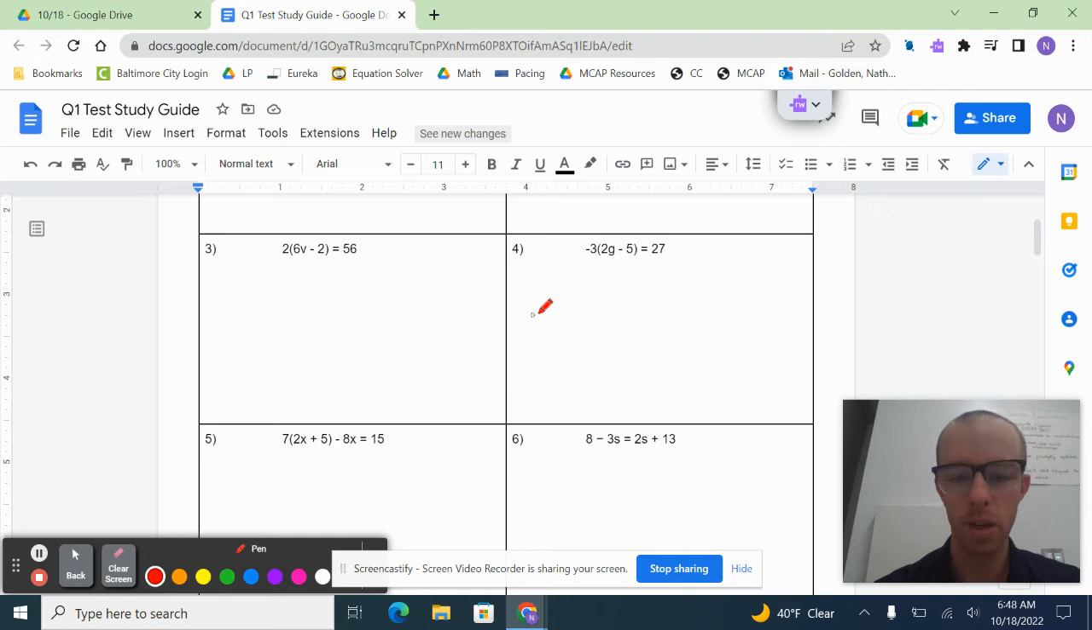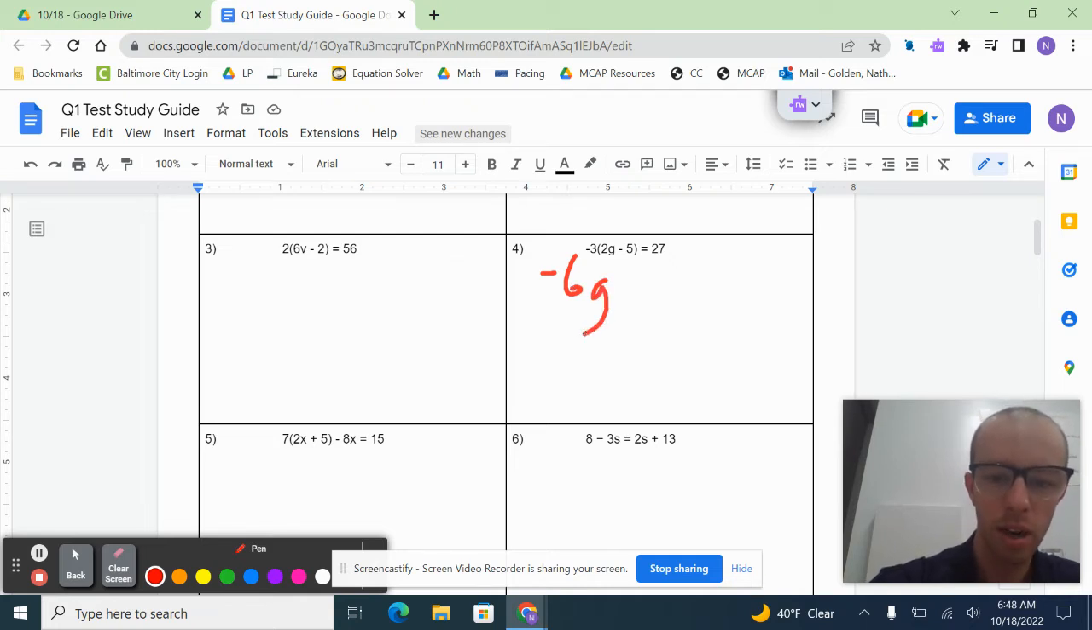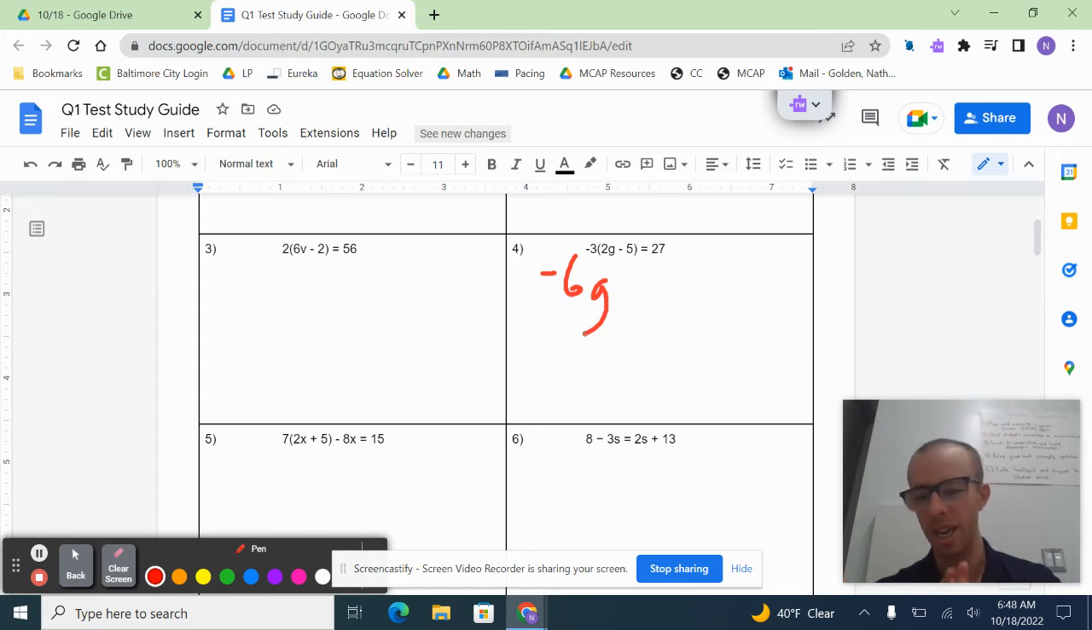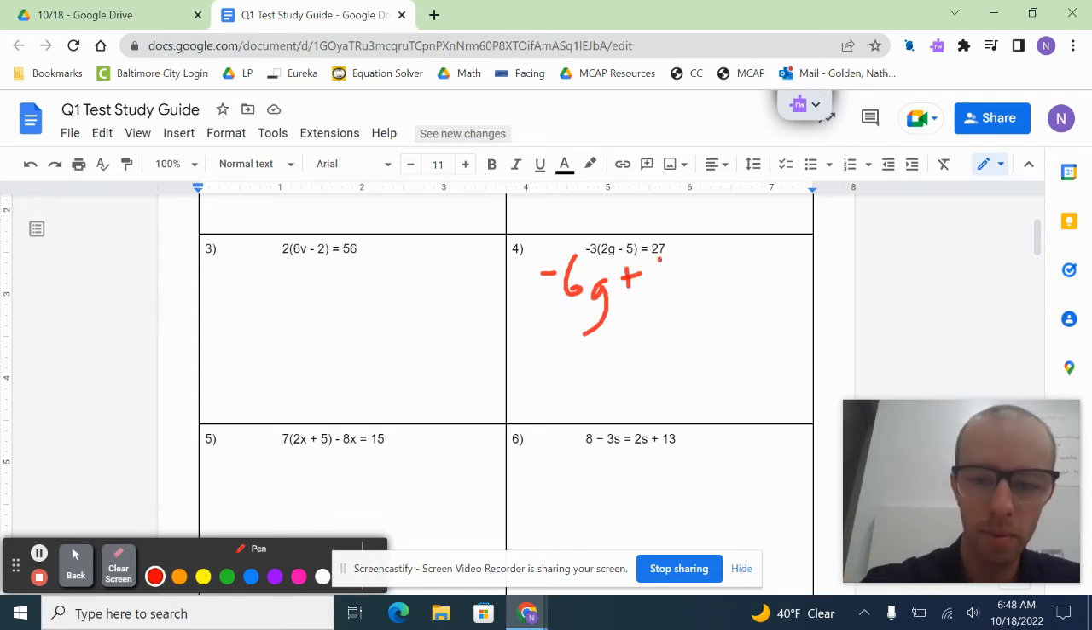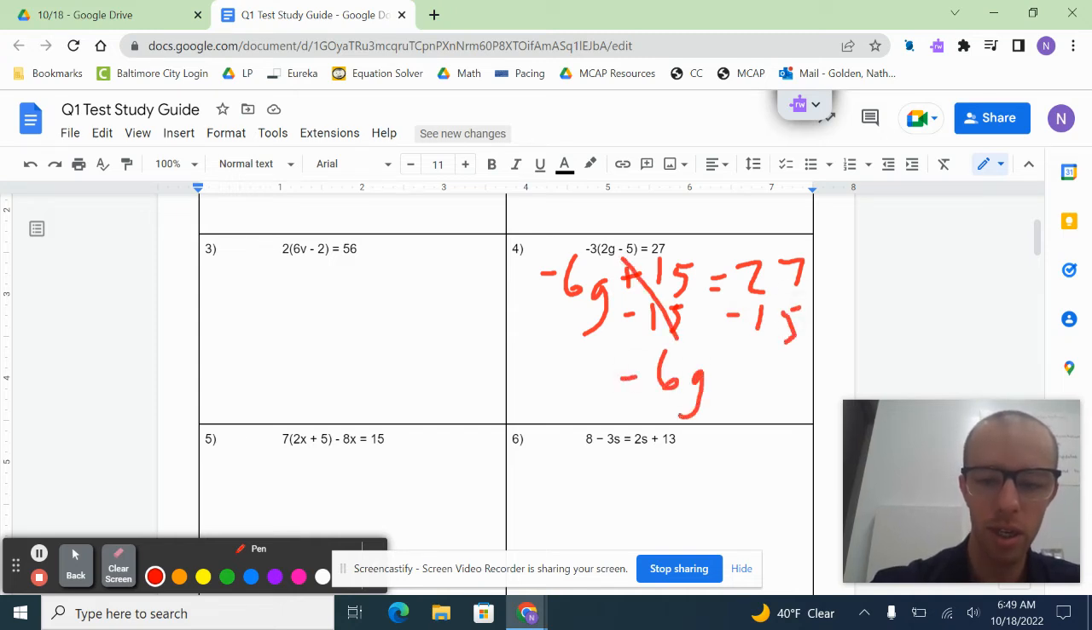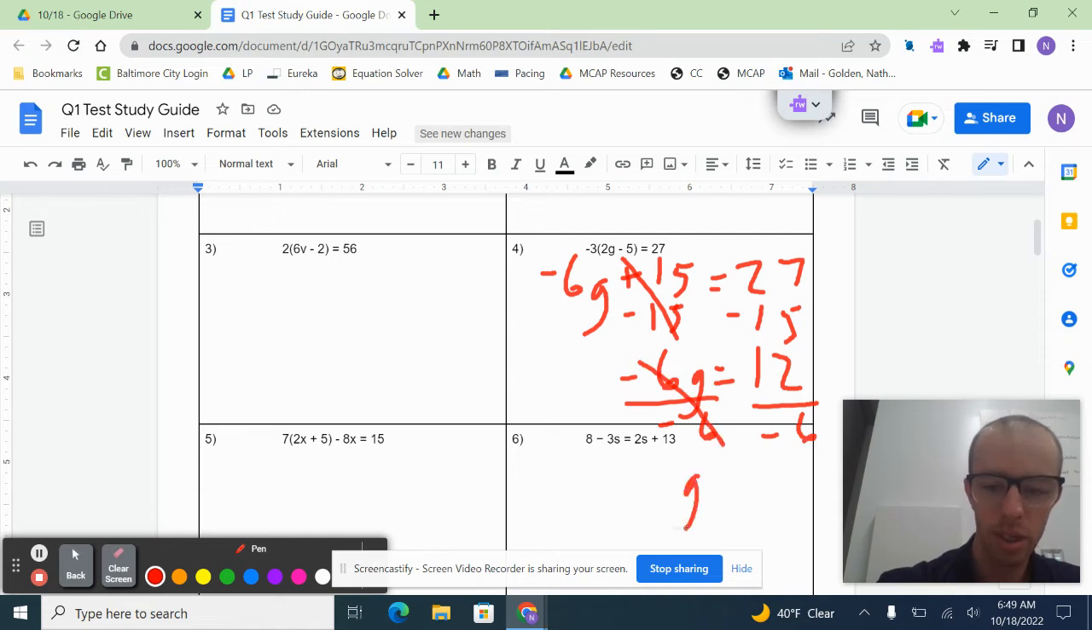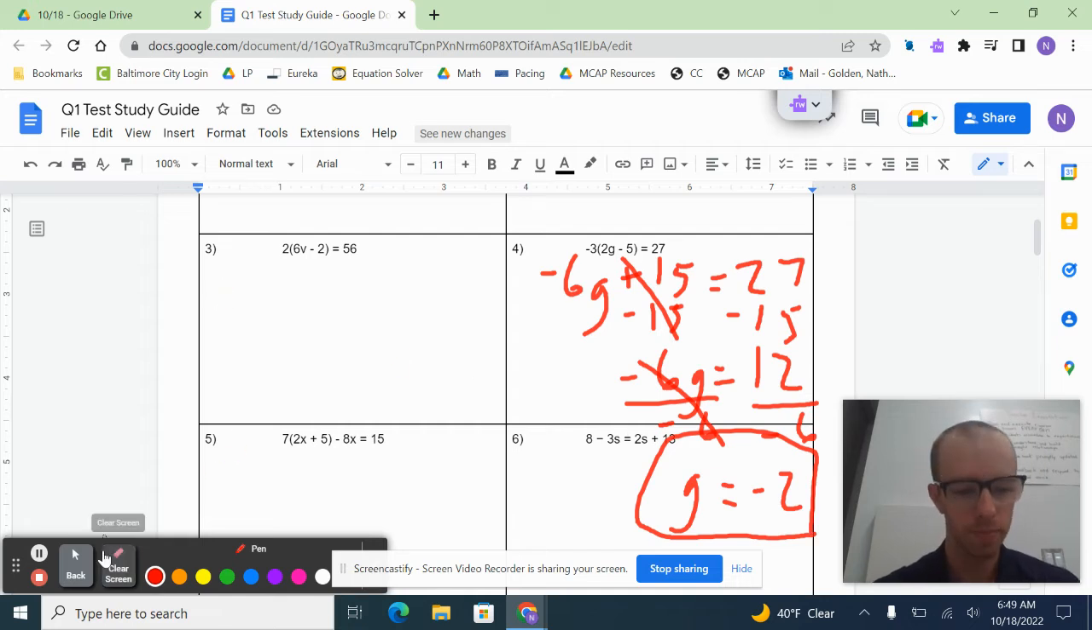All right, next one, similar. I need to start by distributing. Negative 3 times 2g, negative 6g. Negative 3 times negative 5. Remember, a negative times a negative is a positive. So it's going to give me a positive 15 equals 27. I'm going to subtract 15 from each side. These cancel. I get negative 6g equals 12. Divide each side by negative 6. These cancel. G equals negative 2. Make sure you have your positive and negatives correct.